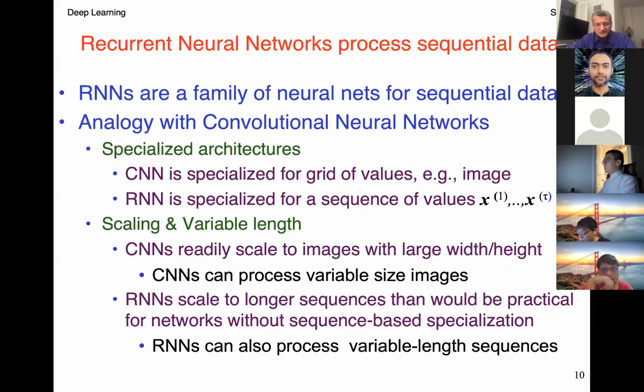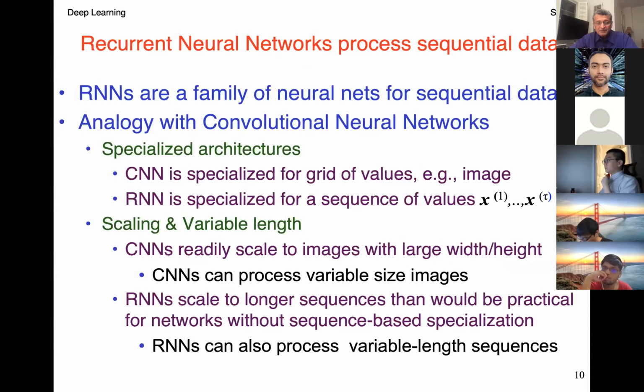And we can also think of an analogy with convolutional neural networks. They are also specialized architectures. A CNN is a specialized architecture for a grid of values, an image, right? We present an image and we process it, we multiply it by a matrix to get the next layer, and then we multiply it by another matrix to get the next layer. That's what a convolutional network does.